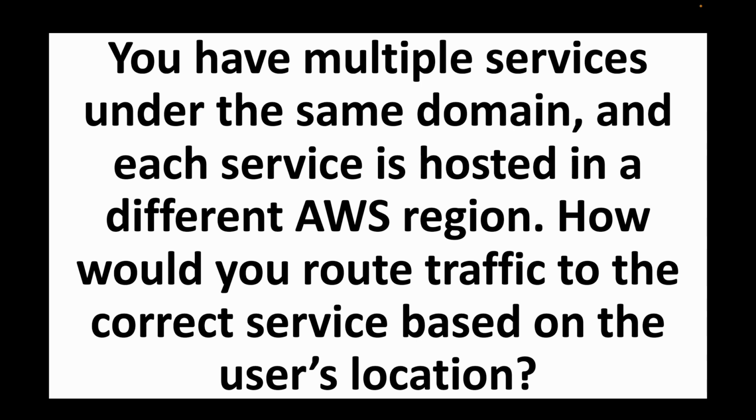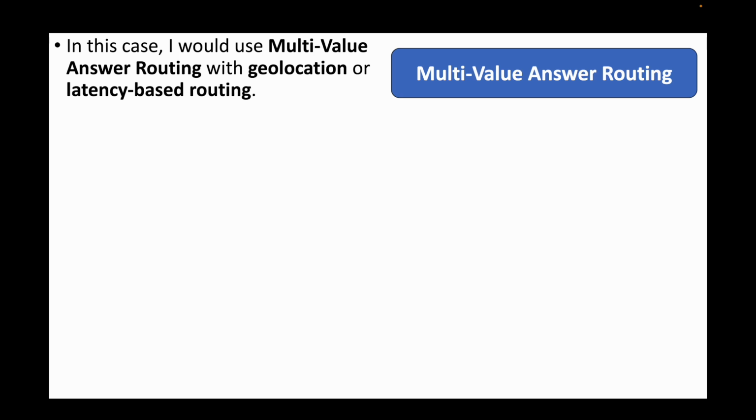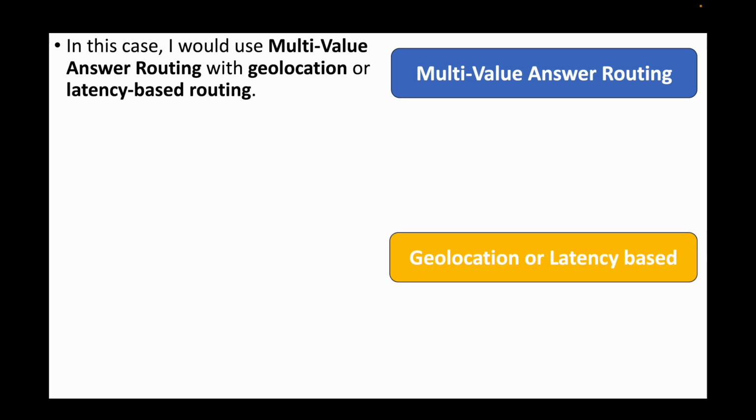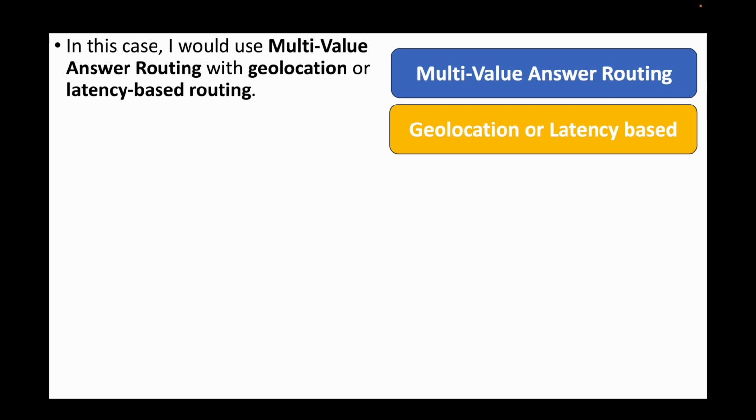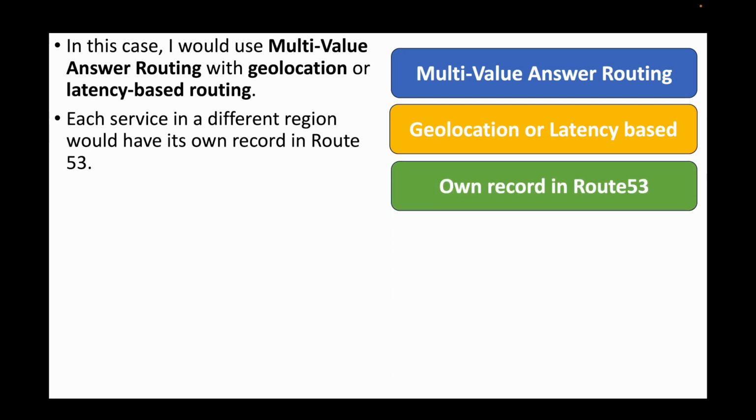The next question we have is: you have multiple services under the same domain and each service is hosted in a different AWS region. How would you route traffic to the correct service based on the user's location? So in this case, we can make use of multi-value answer routing along with geolocation routing policies or latency-based routing policies. Now, each of the services running in a different region will have its own record in Route 53. Like let's say one record for an EC2 instance, one record for an S3 bucket, one record for CloudFront, and then so on.